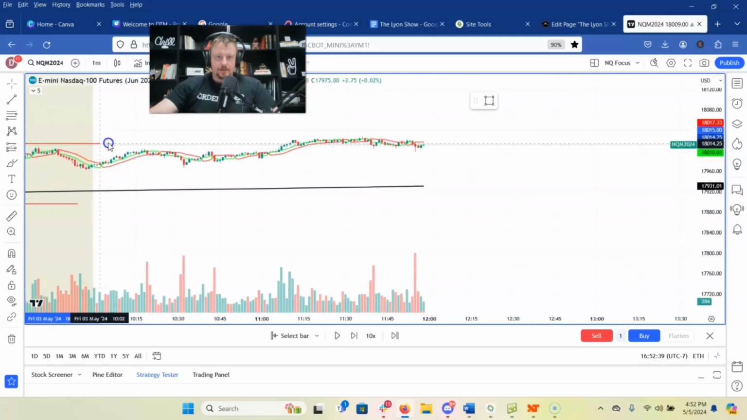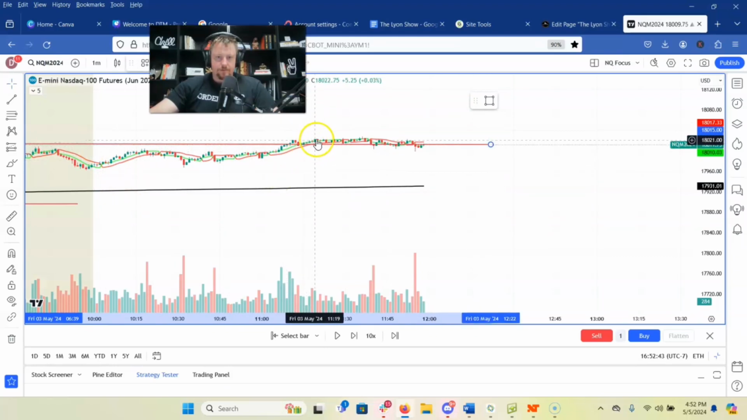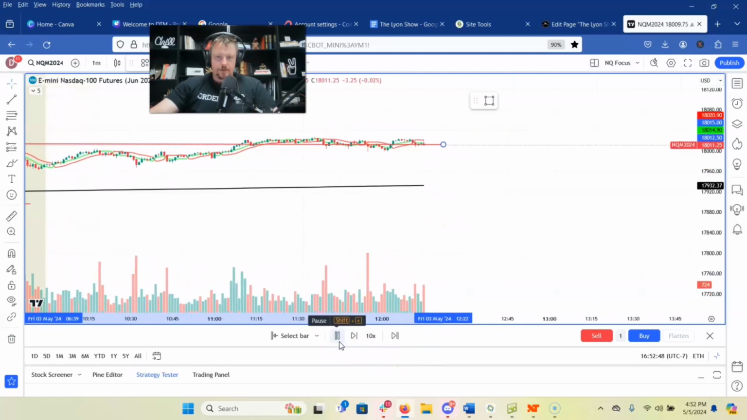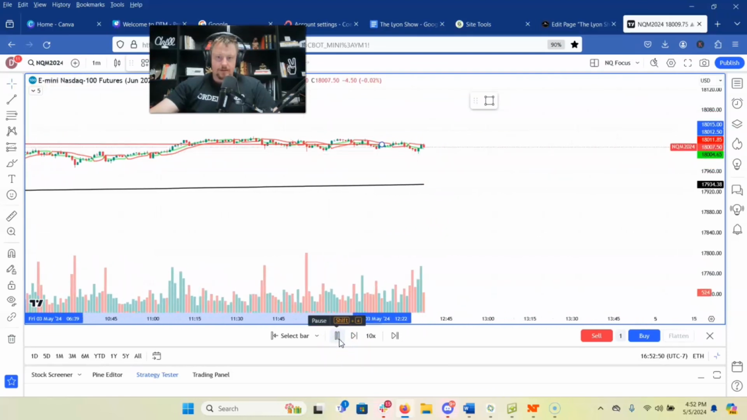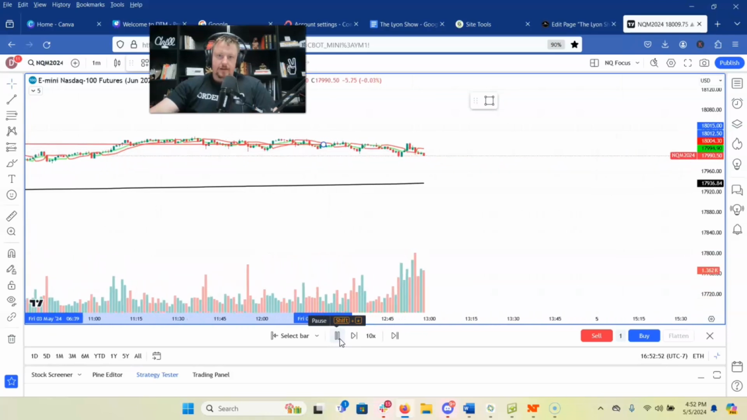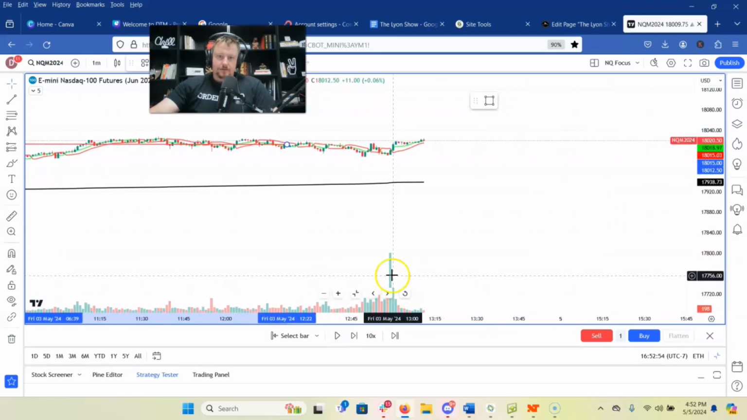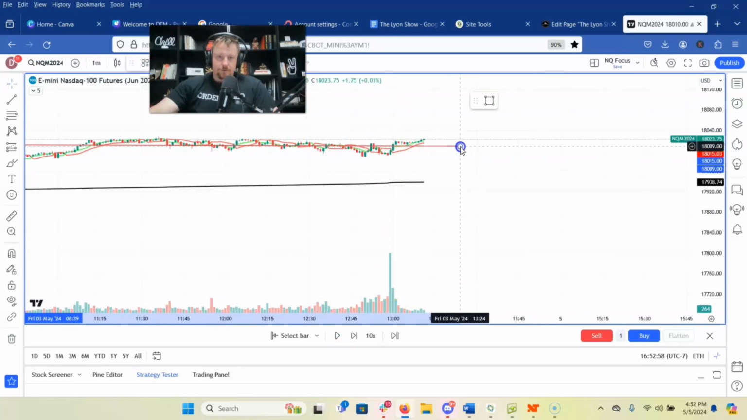Rejection, man. Look at this. We barely are able to break through. Each time we try and break through, we get pushed down. Let's see if we can actually get a solid move up. Come on. Staggering. Nothing. Now we're getting a little action. Here's where we are Friday at the end of day. At the end of the day, we finally broke through. So now we're finally getting some action.